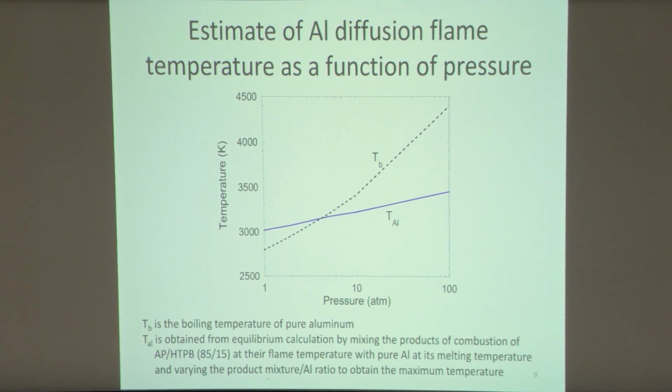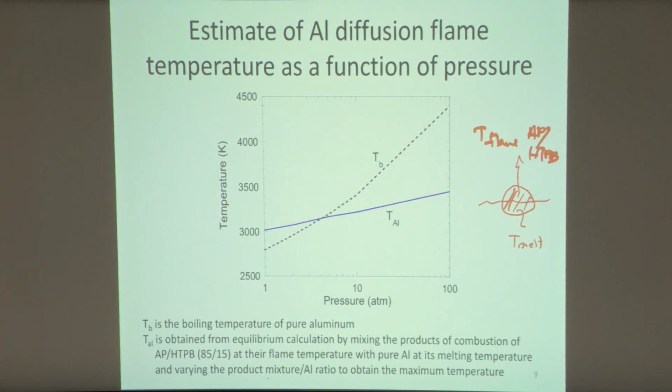So you can imagine, according to that picture I just had, here was my big chunk of aluminum. This got pretty close to the melt temperature of aluminum. Then it gets injected off. And this temperature up here, I assume, was the flame temperature already of the AP HTPB mixture. So essentially, the aluminum's burning at this temperature in a mixture of the products, H2O, CO2, et cetera. Okay? And when I did that, I brought the mixture together and changed the ratio so I could find a maximum temperature.